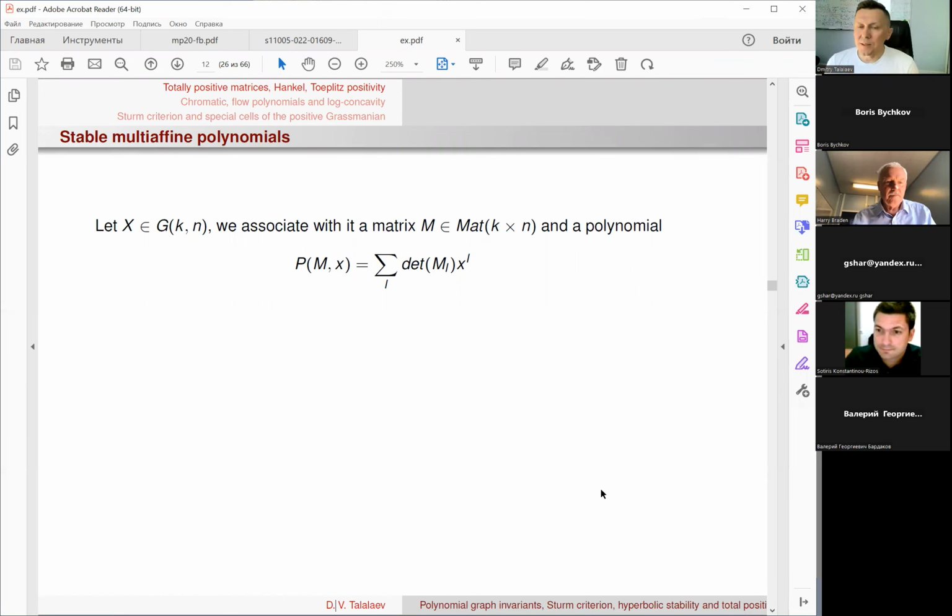We construct a homogeneous polynomial of this kind. And so xi is also I here is a multi-index. So we take the product of variables corresponding to the columns of the matrix M and consider such polynomial.